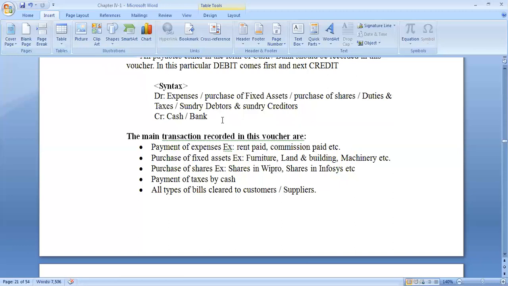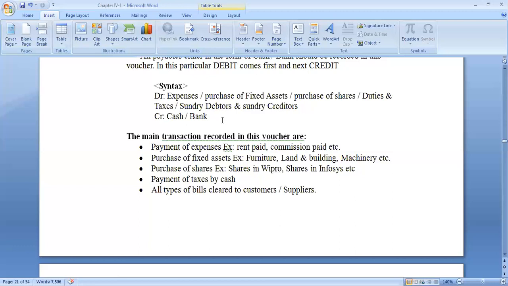What are the main transactions which will be recorded in this voucher? These are very important examples, and they are also important from the examination point of view. One is payment of expenses. Which expenses? It can be any expenses paid, any commission paid, any rent paid, or any salaries paid. That comes under the payment of expenses.